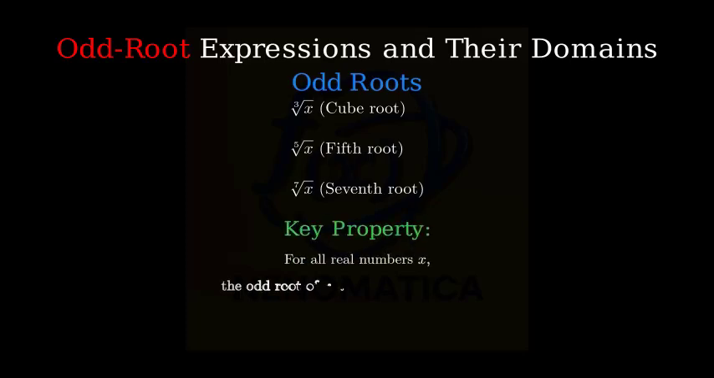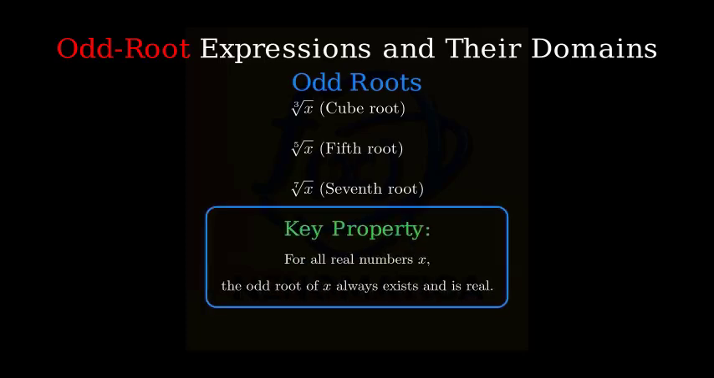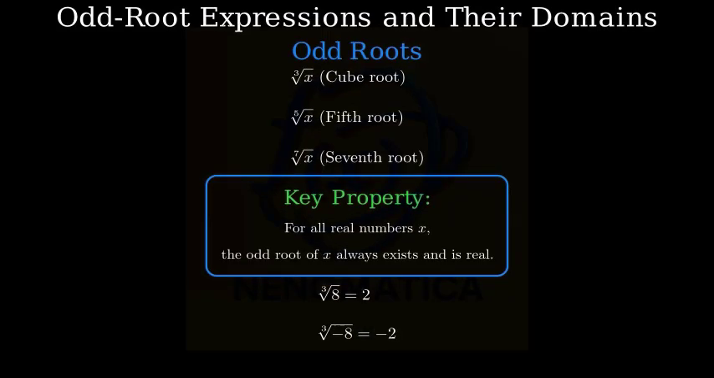The key property of odd roots that we need to understand is this. For any real number, its odd root always exists, and is also a real number. This is different from even roots, which can give us complex numbers when applied to negative values. Let's see some examples. When we take the cube root of 8, which is positive, we get 2. That's easy to understand. But what about when we take the cube root of a negative number, like -8? We get -2, which is still a real number.